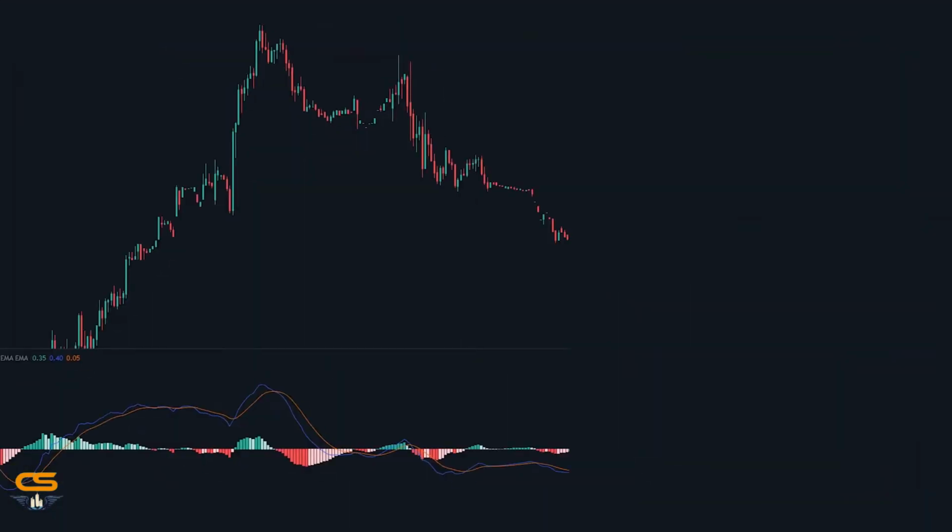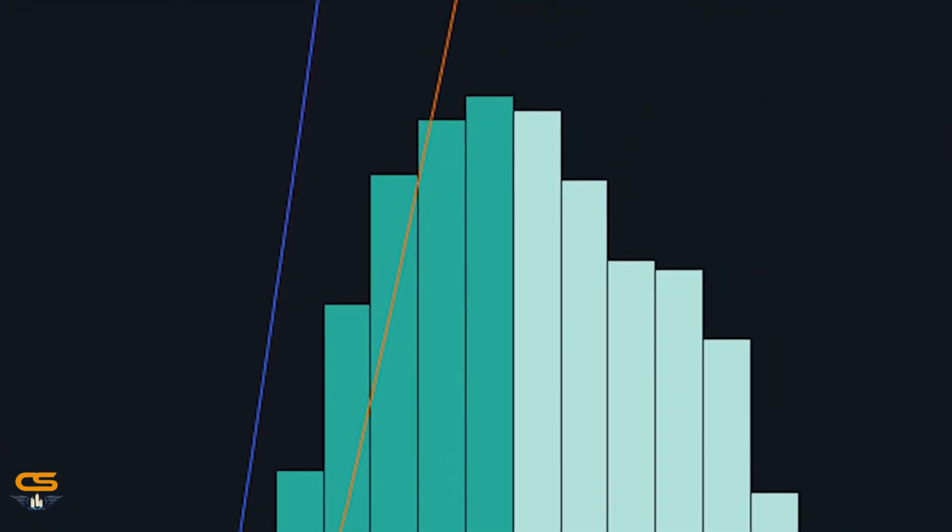The market is heading downwards, but at the same time the MACD isn't making lower lows. So we can assume there's about to be a reversal, which there was. The next strategy is trading off the extremes of the MACD.